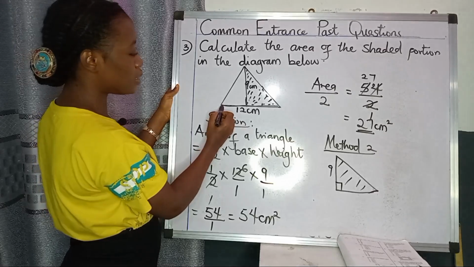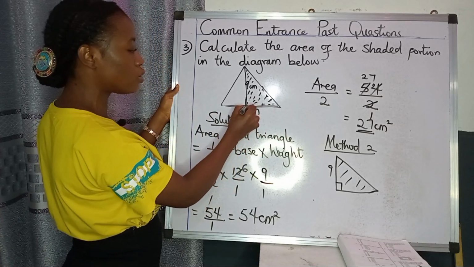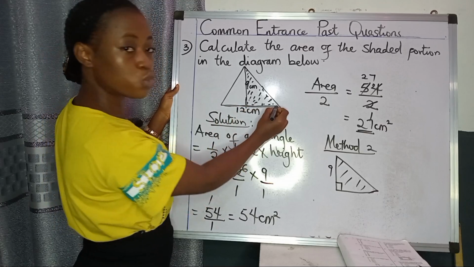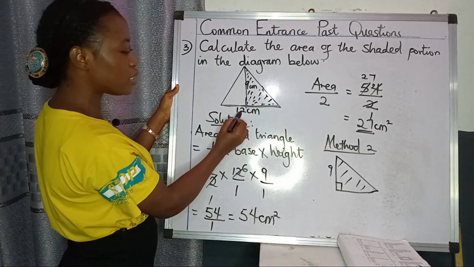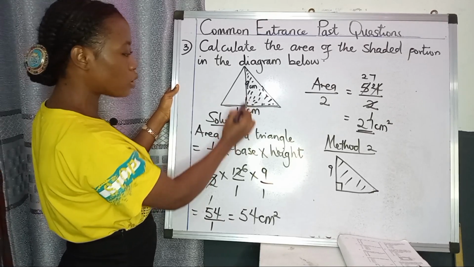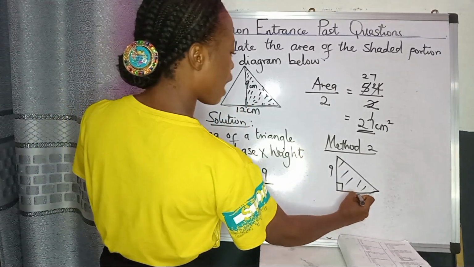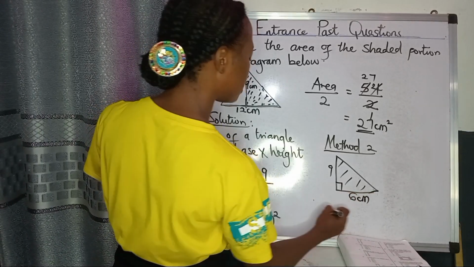Meaning that the base, this 12, is for the whole of this base. But now you have cut this line into 2. So meaning that you have to cut this 12 by 2. You have to divide this 12 by 2. So 12 cut into 2, or 12 divided by 2, is equal to 6. So now I have my baseline for the shaded part as 6.